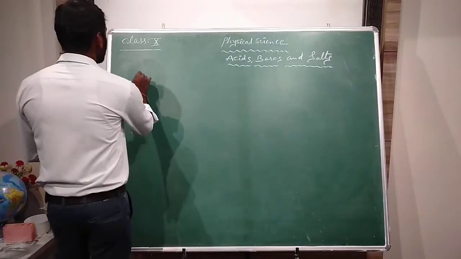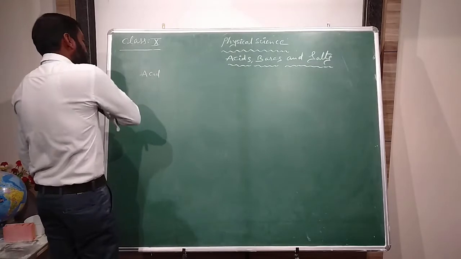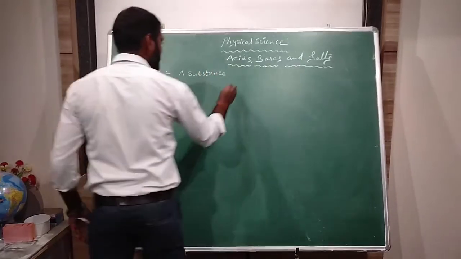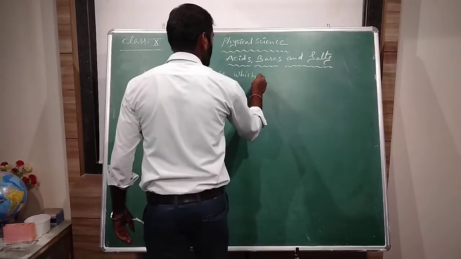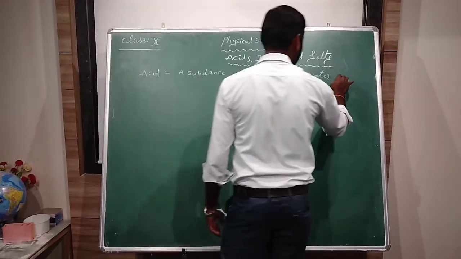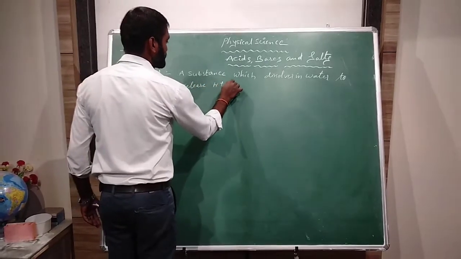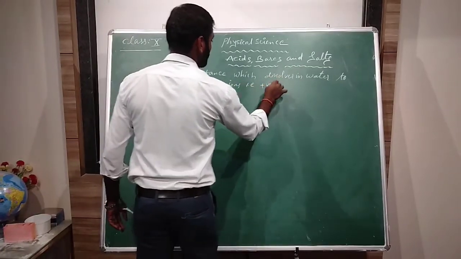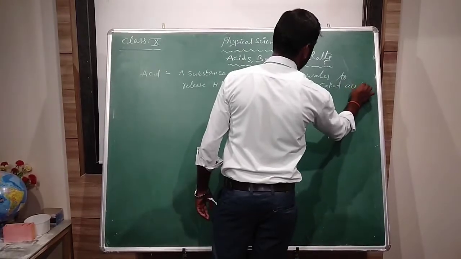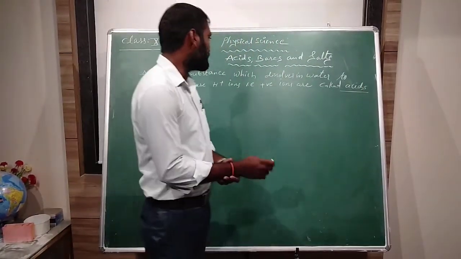What is an acid? Acid means a substance which dissolves in water to furnish, to release H+ ions, that is positive ions, is called an acid. Okay, so the substance which releases these H+ ions when it dissolves in water is called an acid.